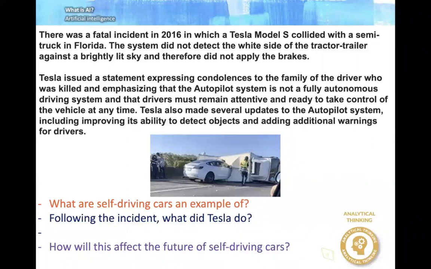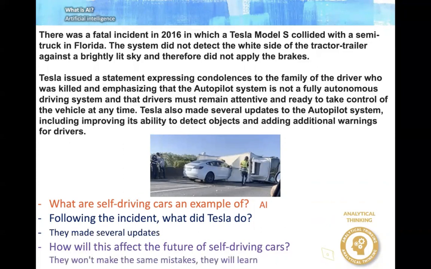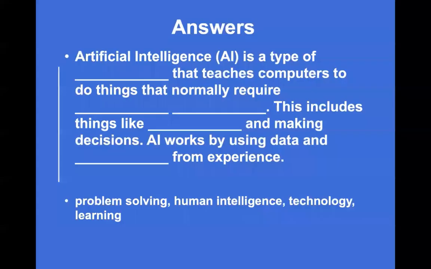So what are self-driving cars an example of? AI. Following the incident, what did Tesla do? They made several updates. How will this affect the future of self-driving cars? Think about it. And the answer is they won't make the same mistakes because they keep on learning. So if you learn that something is wrong, they wouldn't do it again unless, of course, that wrong was a smaller mistake than another wrong. So let's say doing this crash instead of like killing someone.